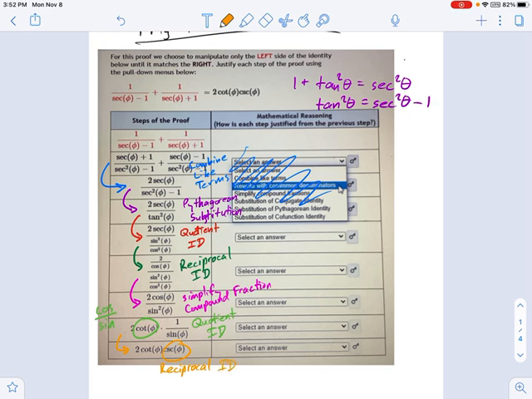So that's the rationale for each one of these steps, and that's what I want you to go through and do as you work through these example problems. They won't all be like this one. In fact, most of them will not, but the idea is the same.